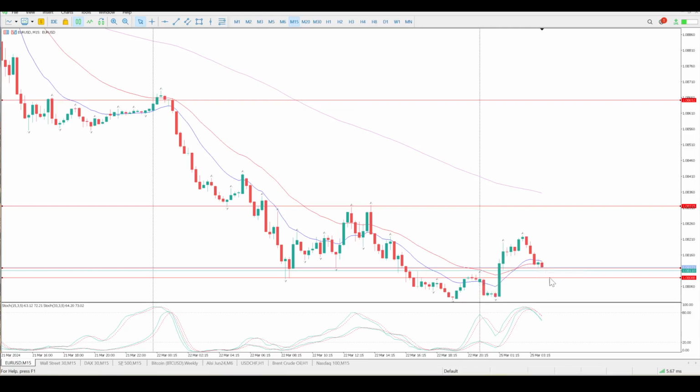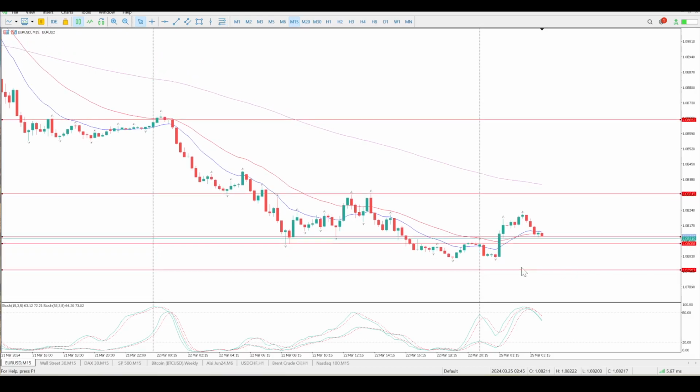So if we reclaim this, there could be a situation of it coming back up and forming an inverse head and shoulders. This would be your left shoulder, here would be your head, and here would be your right shoulder forming. So I'm very cautious. I don't think I want to be jumping in short on a break of this zone because you've got this support here. So I'd want to see if you break the support and come back and test it. That's at 107967. That would give me the comfort of a short.